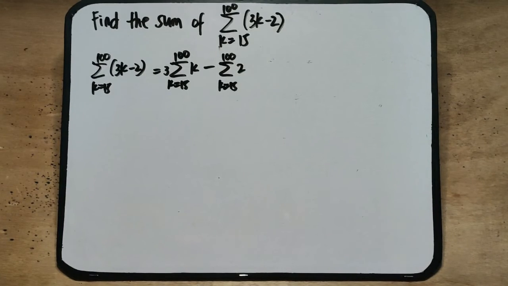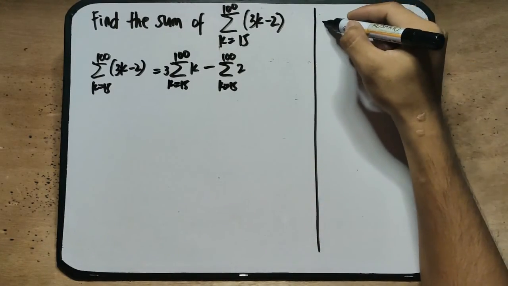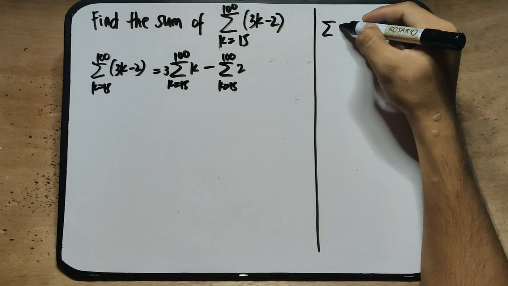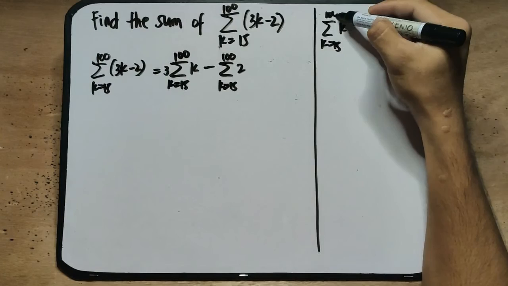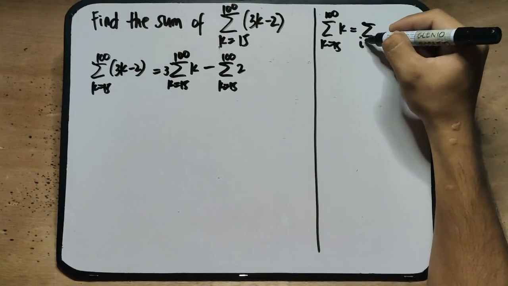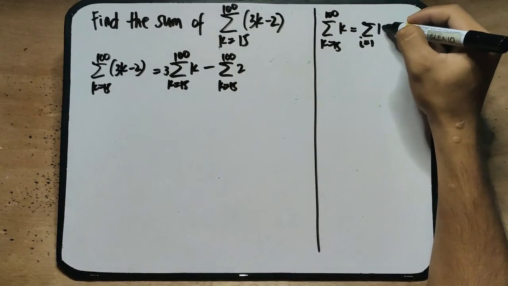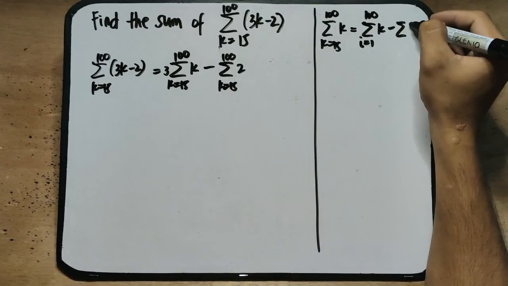So we first need to change the lower limit from 15 to 1, up to 100. For example, the summation of k from 15 to 100 is the same as the summation of k from 1 to 100, minus the summation of k from 1 to 14.